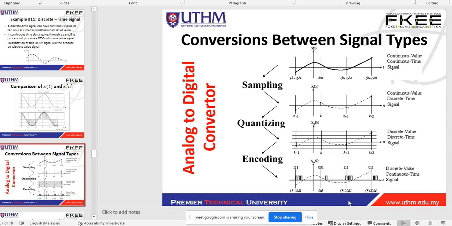And lastly, just now I told you that you have the encoding. Encoding is where each one already has the quantized value, and then you change it to code. Code is 00, 01, 10, or 11. This is 2-bit. If you have 3-bit, you have 000 up to 111. If you have 4-bit, you have 0000 up to 1111. So after encoding, you will get a digital signal, which is only 0 and 1. Anything you want to ask for this slide?